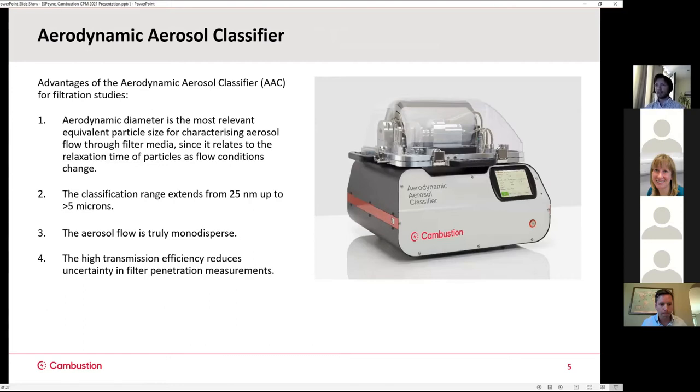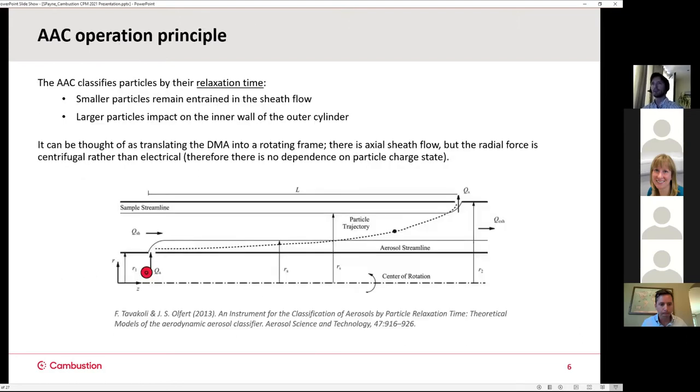The classified flow is truly monodispersed. So I mentioned that, regarding, for example, the DMA, which is obviously a highly established method of aerosol classification, there are charging artifacts to consider, and the high transmission efficiency of the AAC reduces uncertainty in filter penetration measurements.